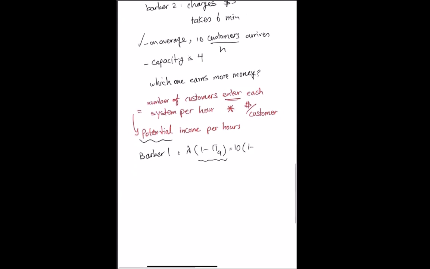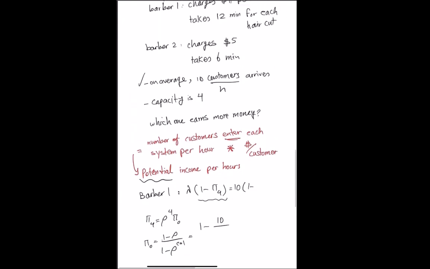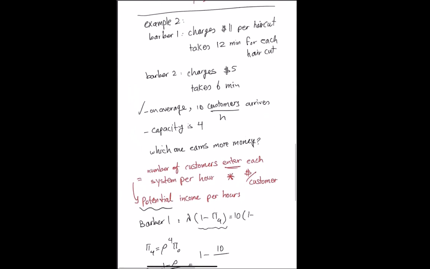To calculate pi 4, which is rho to the power of 4 multiplied by pi 0, and then pi 0 is 1 minus rho over 1 minus rho to the power of c plus 1. Rho here is lambda over mu. Lambda is 10. What is the mu here for the first barber?